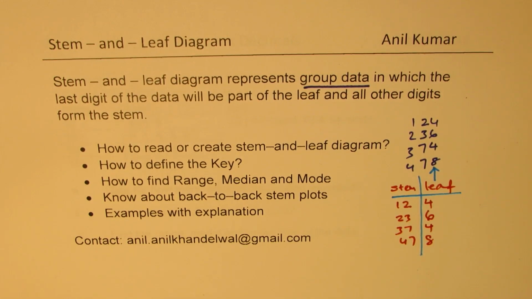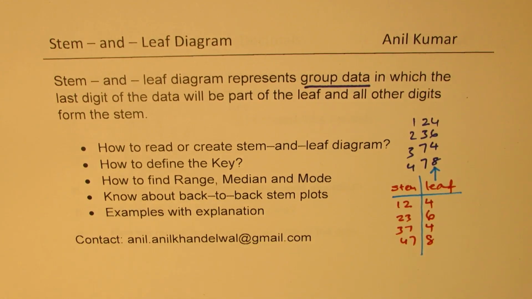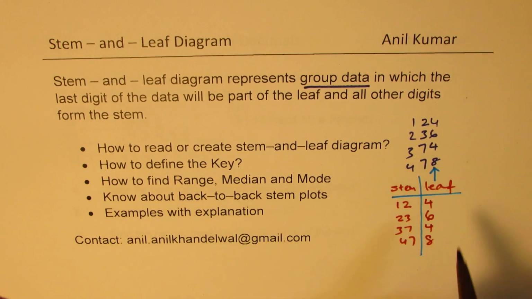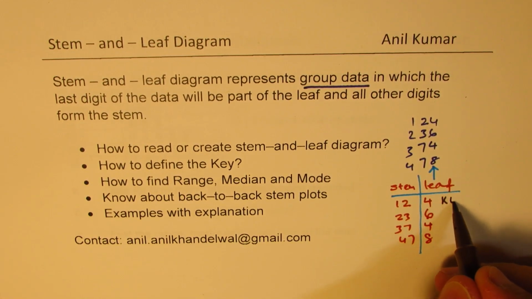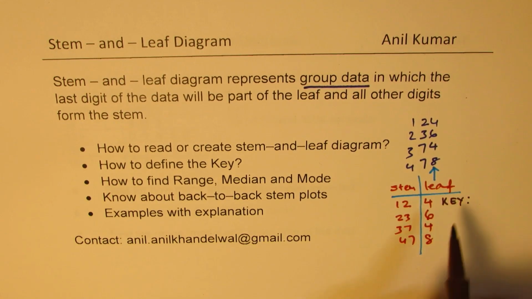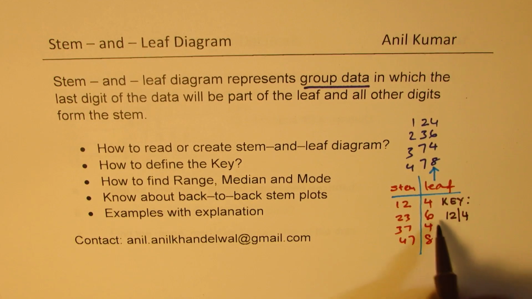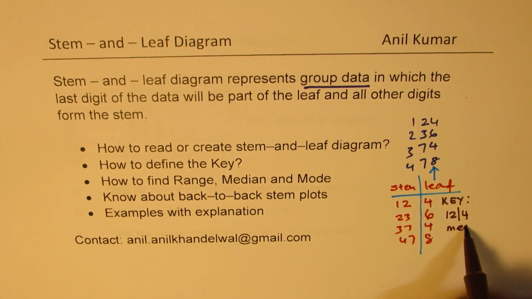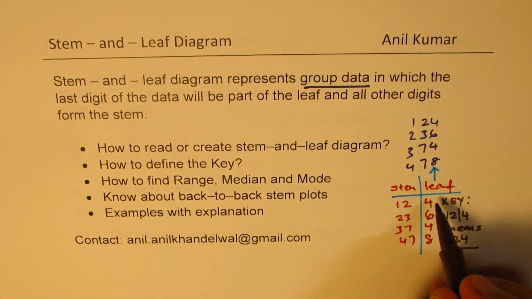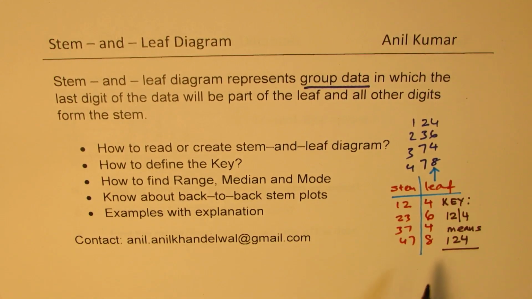For that, we have a key, which should be defined. In this particular case, we'll say the key is that if I'm writing a number like 12 | 4, it means 124. Do you see that? So that part is the key part. Whenever you sketch a stem and leaf graph, you have to mention the key also.